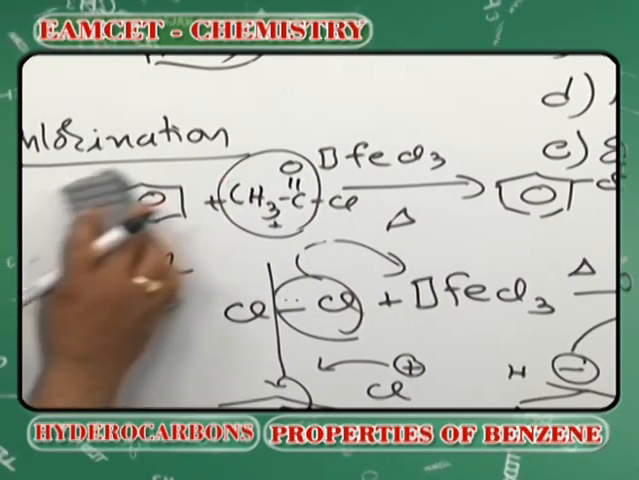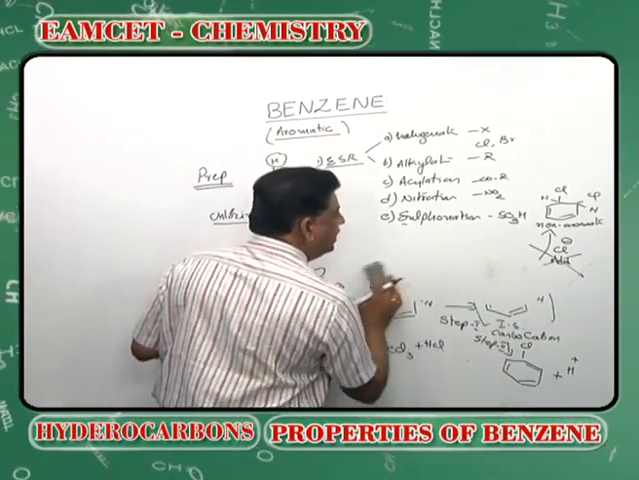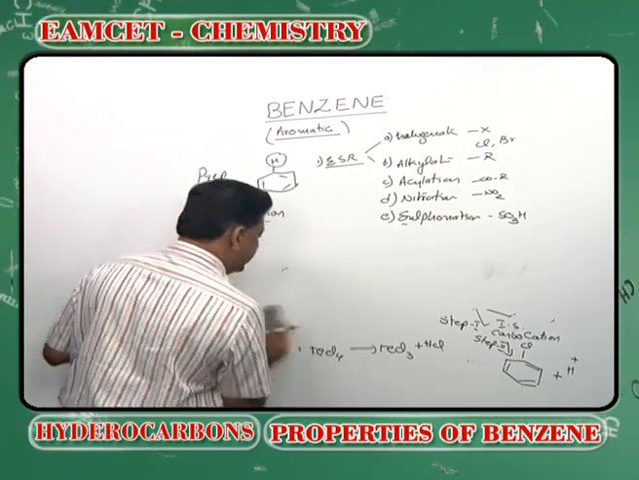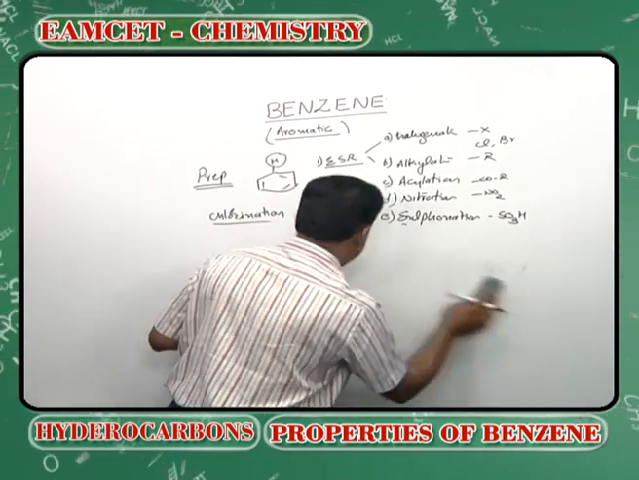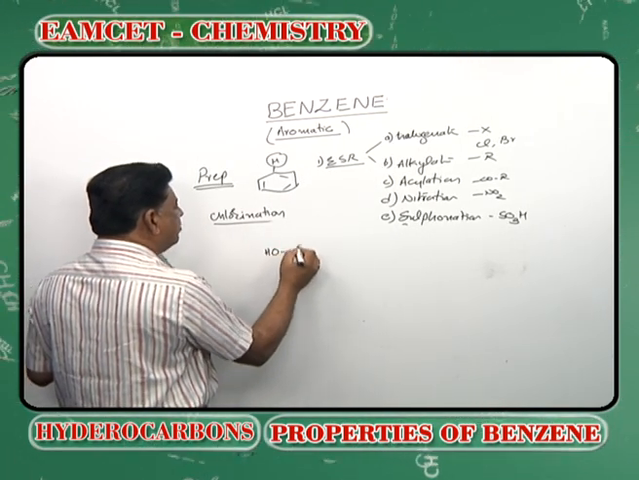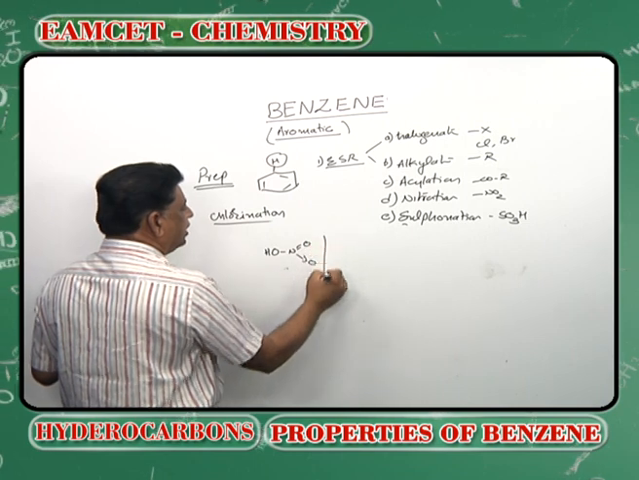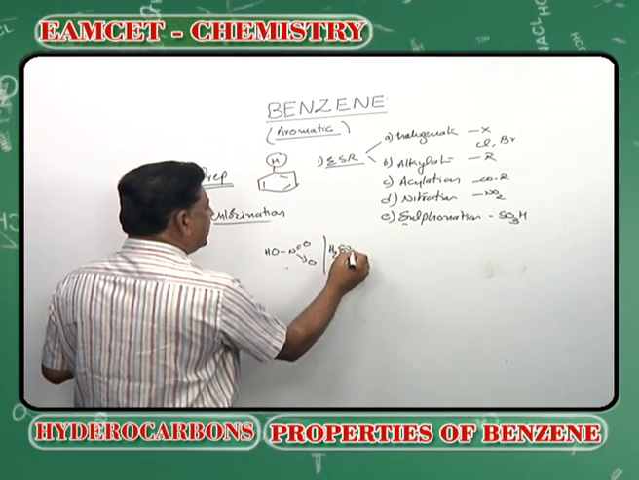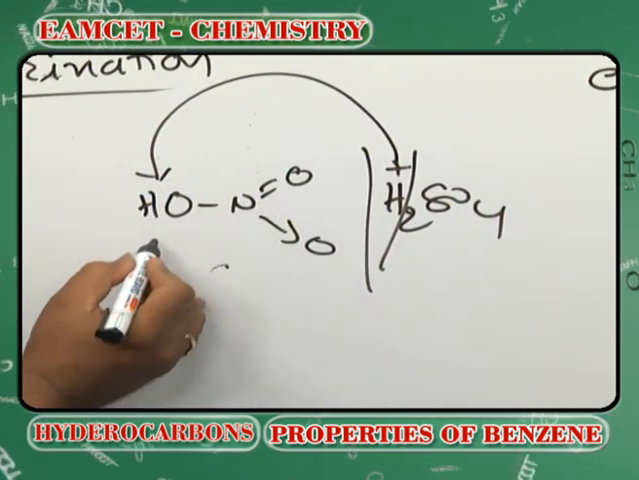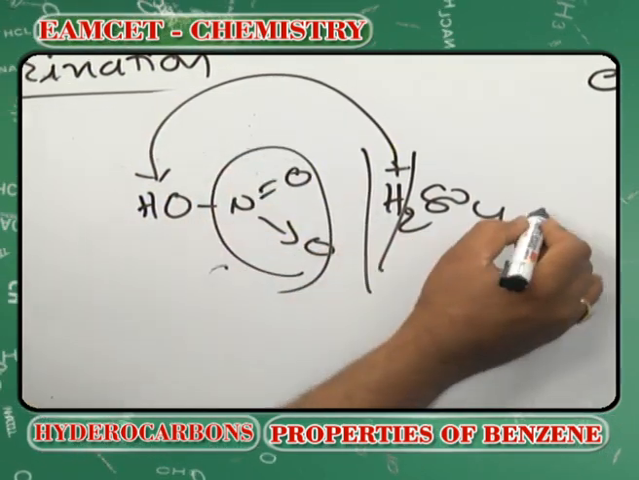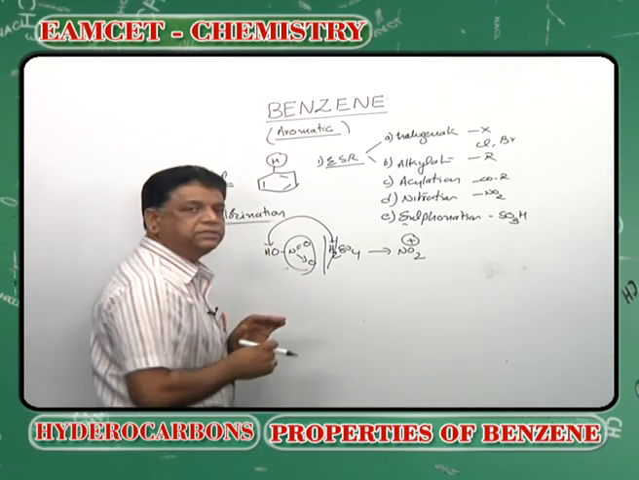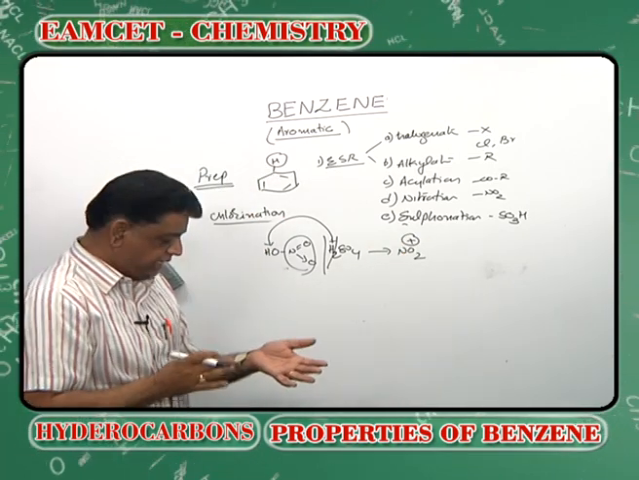Similarly, in a nitration reaction, nitric acid with sulfuric acid taken as a catalyst, NO2 will be the attacking species. Nitric acid in presence of concentrated sulfuric acid: the sulfuric acid donates an H plus which attacks the nitric acid and it becomes water. The NO2 is generated as NO2 plus. This is the attacking species in the nitration reaction.